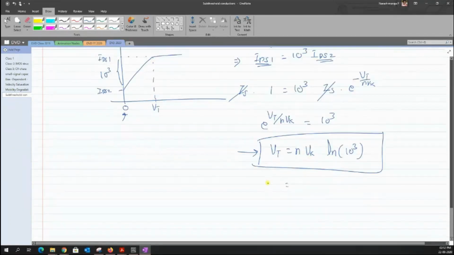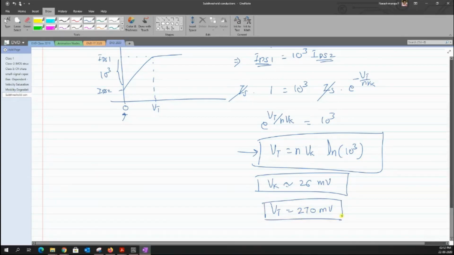You can use this VK to be approximately 26 millivolt at room temperature, and get the value of this. So approximately it comes closer to 269.4. Approximately, I can write it as 270 millivolt, and that is the threshold voltage of this particular transistor.